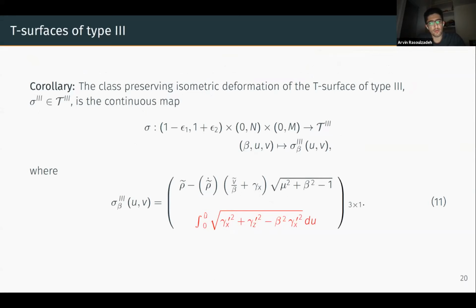So finally, if I want to give the formula to you, it's again, like always, the last row refers to the deformation of the Z coordinate of the profile curve. And the first entry would only be different from the T-surfaces of type 2 due to the fact that rho tilt and V tilt appear there as well, which is natural since we are now moving along the prism.